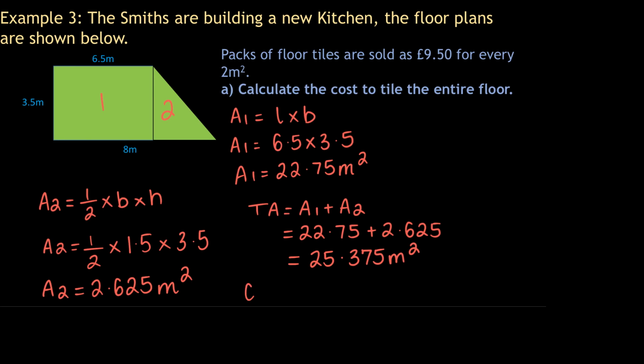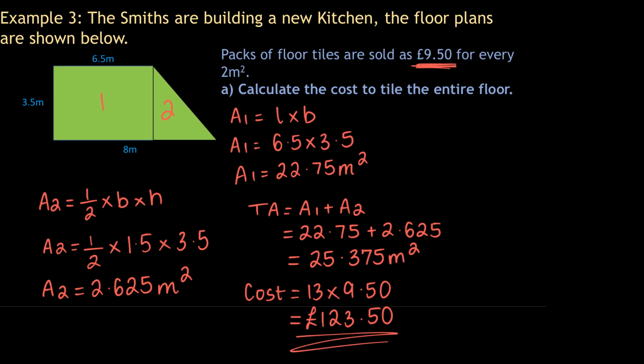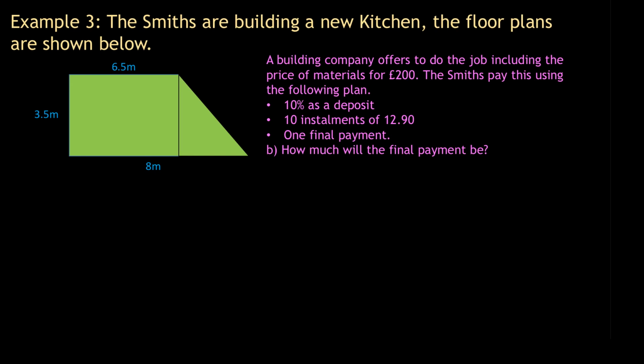So the cost is going to be 13, which is the number of packs that we're going to have to buy, times £9.50, which is, if you go back to the question, the cost per 2 metres squared. So £9.50 times 13. In your calculator, it will come out at 123.5, but because we're dealing with money, always put a second decimal place on there, even if it's a 0. So the cost to tile the floor is £123.50.